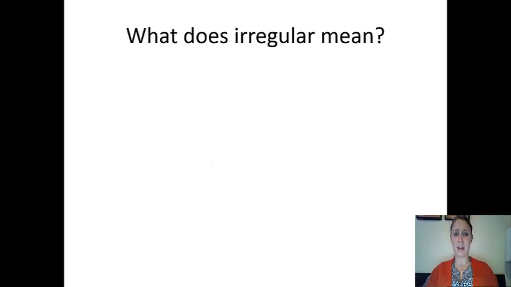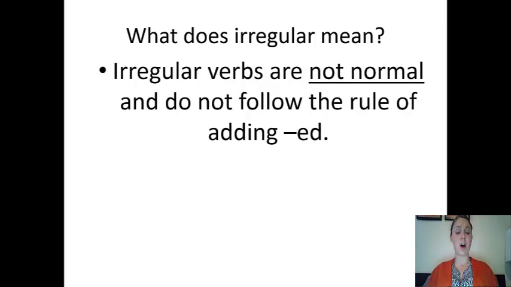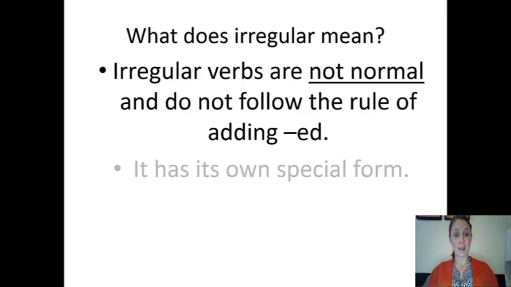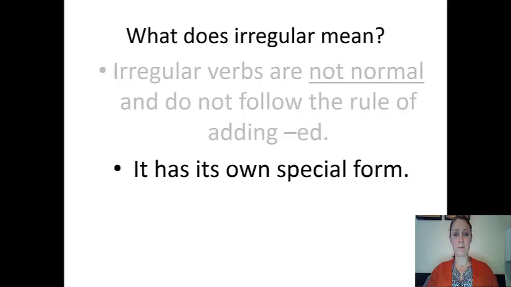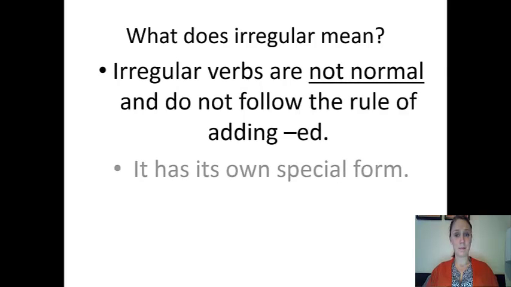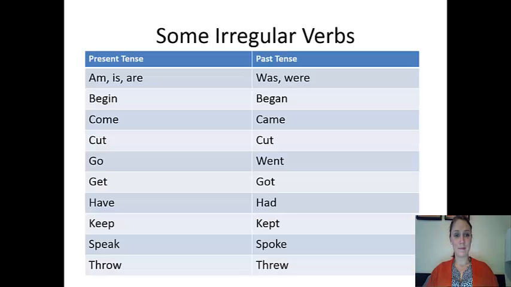What does irregular mean? Irregular verbs are not normal and do not follow the rule of adding ed. An irregular verb has its own special form. Here are some very common irregular verbs. The verb to be, which is am, is, and are, becomes was and were in the past. The verb begin becomes began. The verb come in the present becomes came.